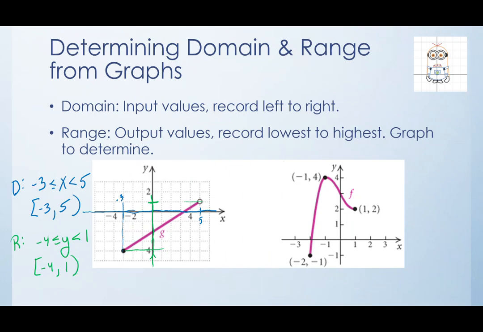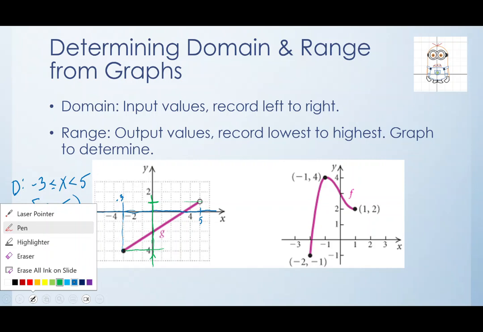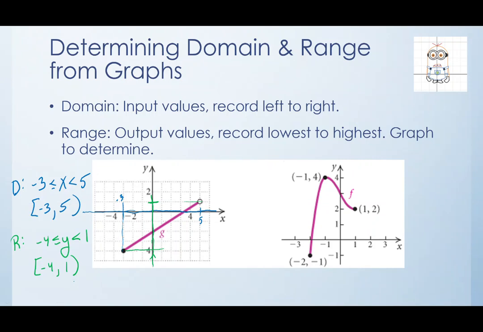Okay, so what about the one on the right? We're going to do the same thing. We're going to say, okay, I'm traveling along the x-axis. What's the first x-coordinate that my graph exists? And it's thankfully labeled for us right here. So our first x-coordinate is -2. And that's included. And we're going to keep going along the x-axis.